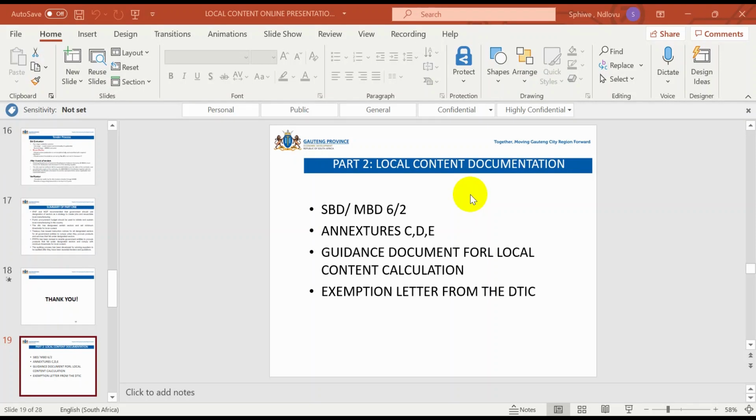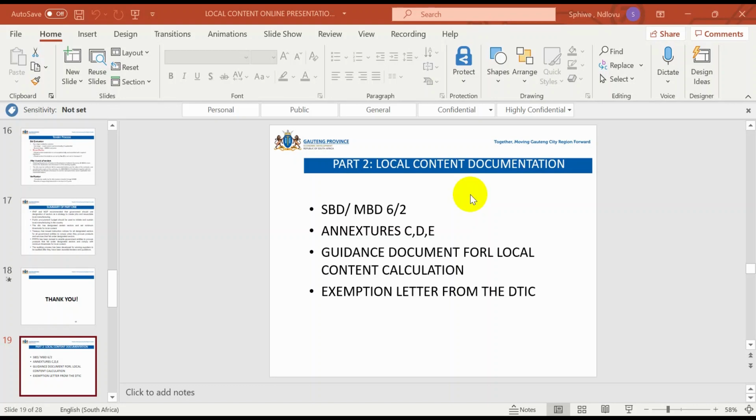The guidance document, you can actually download that from the DTIC website. This forms part of the documents that will assist you in completing Annexure C, D, and E. So this is more like your memorandum that will guide you as to what needs to be put in every block of those annexures. So this is your Bible, this is your memo. This is something that will come in handy for the purpose of completing the annexures.